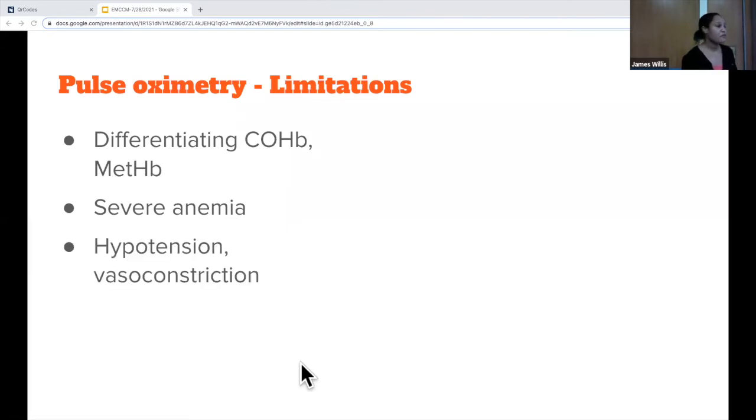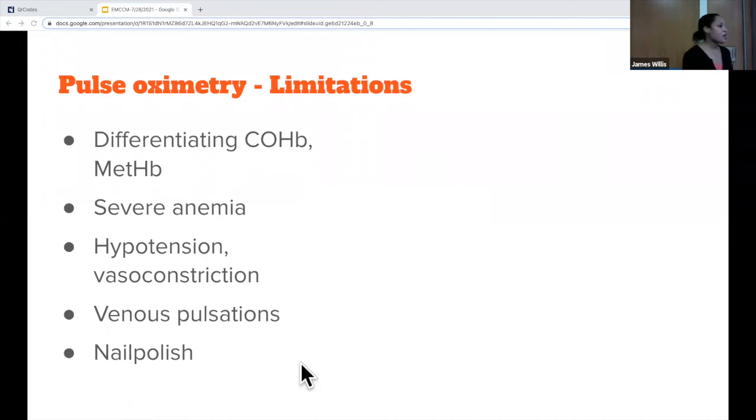For hypotension and vasoconstriction, those are often going to give falsely low readings because, again, remember, you're working off of arterial pulsations, so not being able to read the pulsations is going to be a reason why you're going to have a falsely low saturation. Again, if you have something that's causing venous pulsations, so say you have the pulse oximetry on someone's head and they're in Trendelenburg, then the pulse ox may pick up venous pulsations as arterial pulsations, and you may get a falsely low reading on your pulse ox.